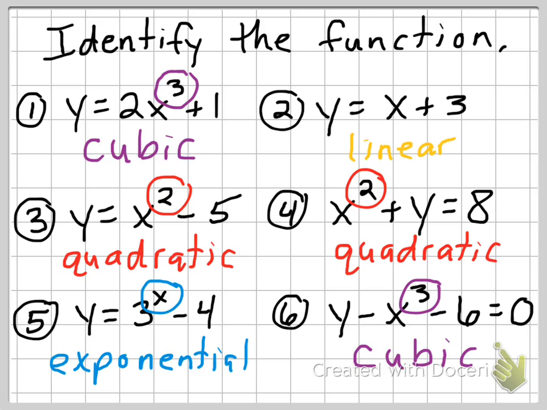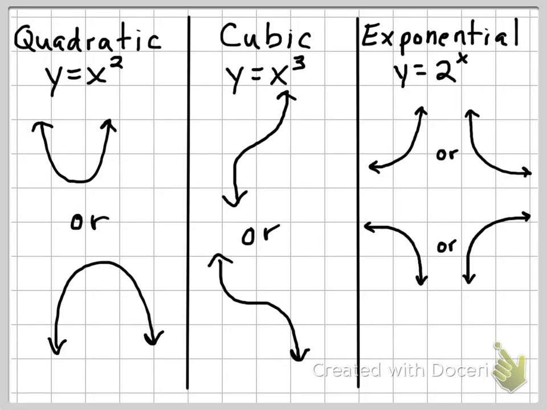When you're looking for which type it is from the equation, you're just looking for either an x squared somewhere in it, or you're looking for an x to the third power somewhere in it, or you're looking for the x in the exponent. And that tells you which of the three it is. Okay? So the main idea today, if you know everything that's on this slide, from the name to the type of equation to what the graph looks like for these three nonlinear functions, then you know what you're supposed to know after today's lesson.